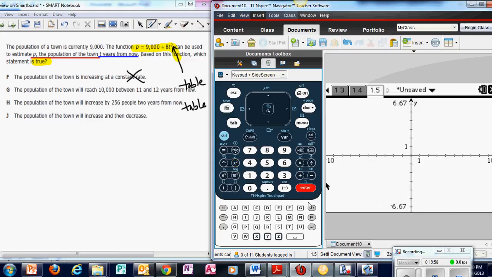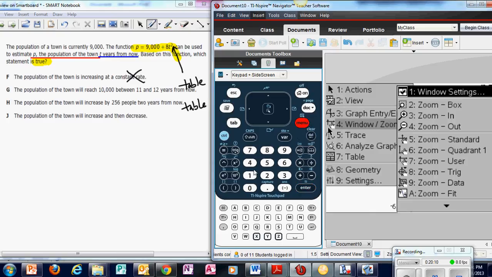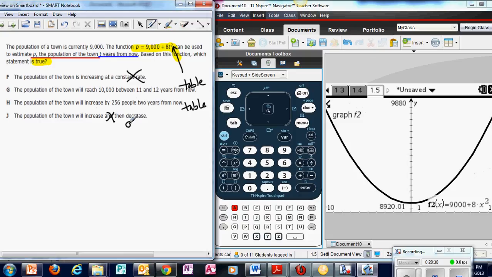Now, did I make a mistake? I don't see my graph. I didn't make a mistake. I just can't see it because this positive 9,000 is my y-intercept. So I need to zoom so I can fit what I need into my window. So I'll hit menu, 4 for window zoom, and then A is zoom fit. And it just puts all the important things in your window. You can zoom out, look for the axes if you want. But I can see clearly when I go from left to right, I decrease and then I increase. Therefore, this is not right. That is the opposite.